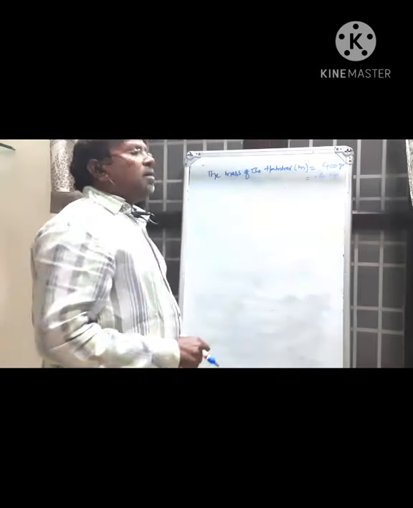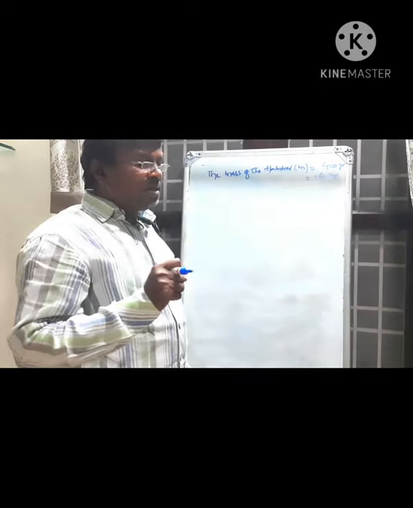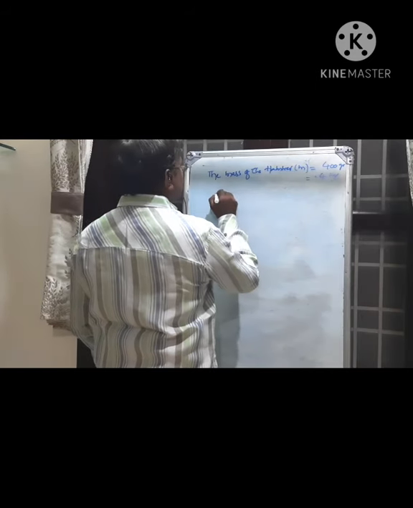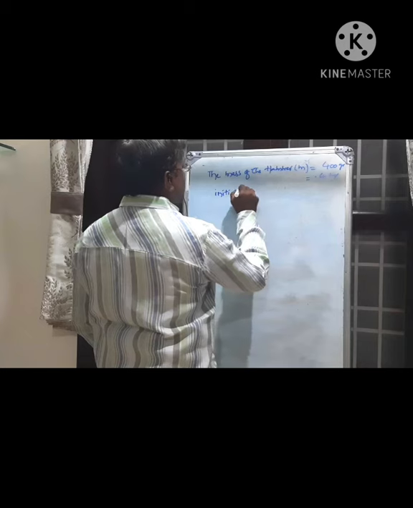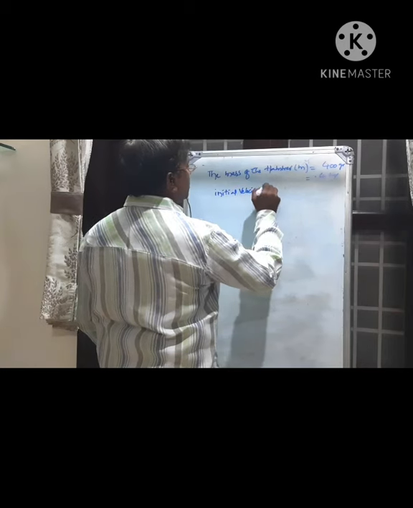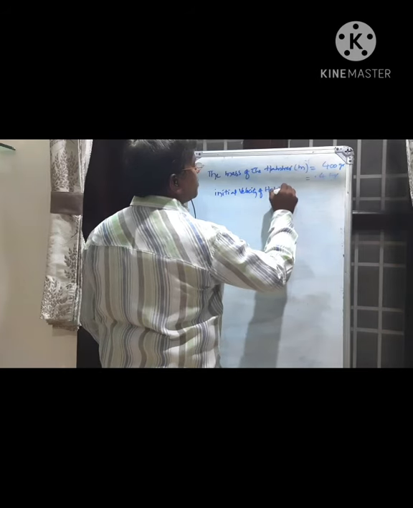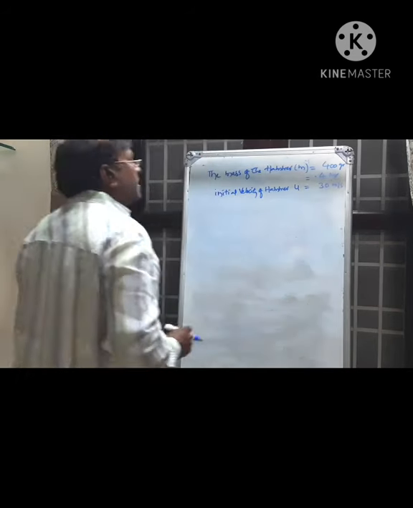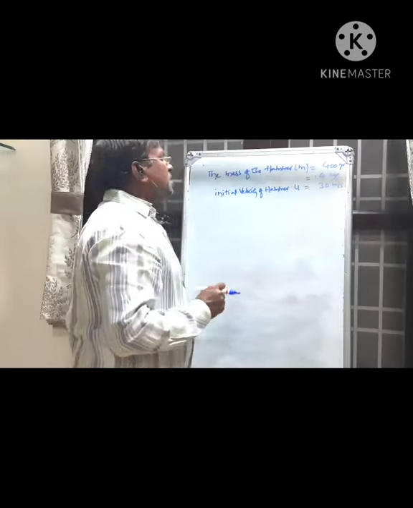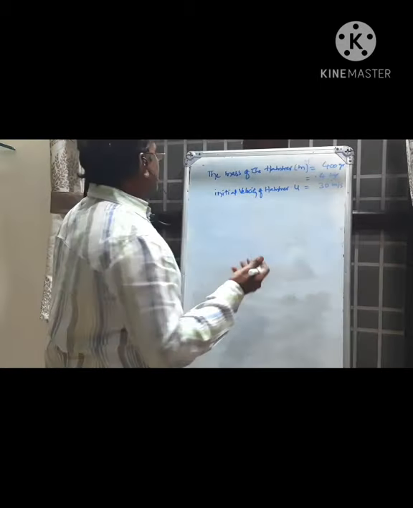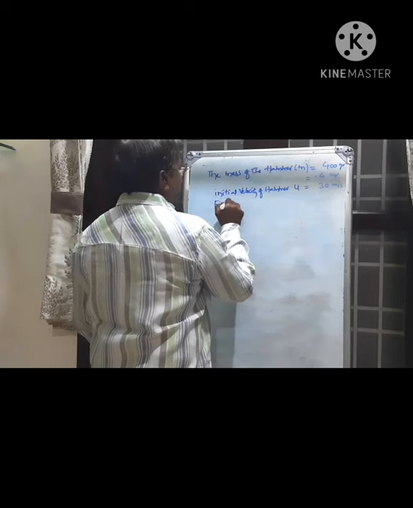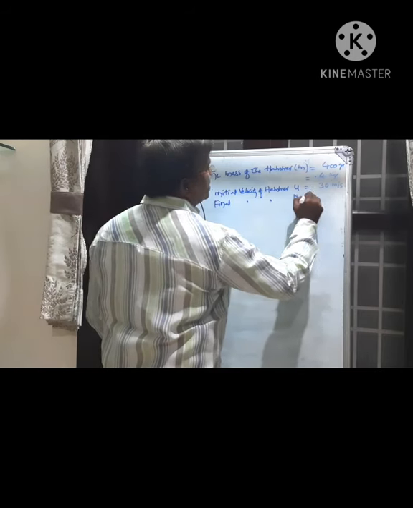The velocity of the hammer. The hammer was moving with a velocity of 30 meters per second. It is given that the initial velocity of the hammer, let us say, is u equal to 30 meters per second. When the hammer touches the nail, its velocity becomes zero. That is the final velocity of the hammer, v is equal to zero.